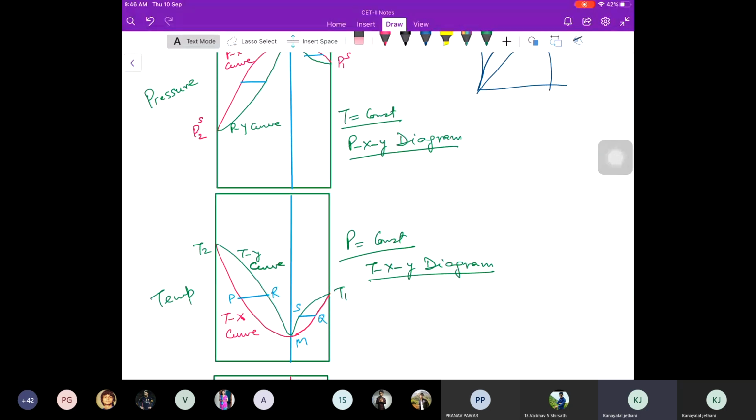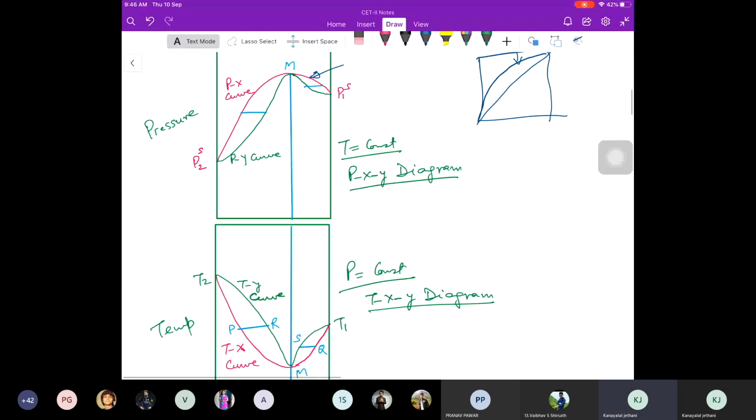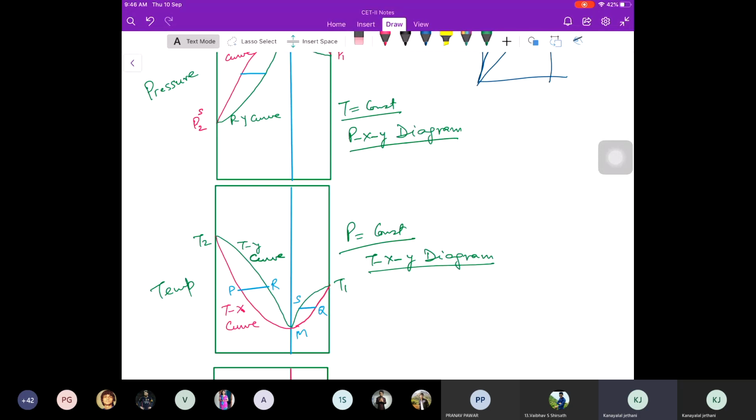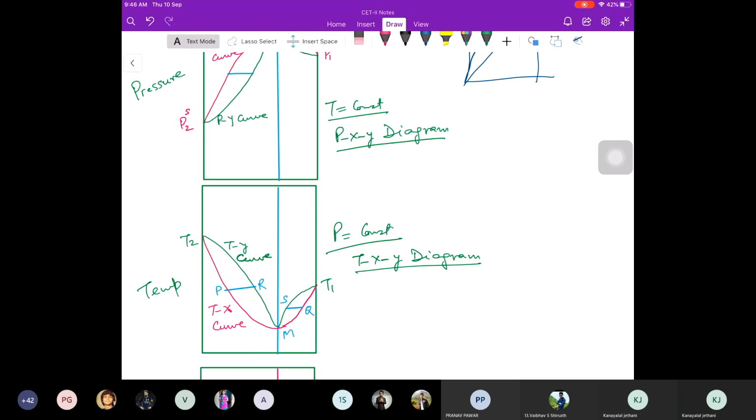If we draw the temperature XY diagram, the same thing, the curve gets inverted. Pressure is maximum here, so at that point the temperature becomes minimum. So this is T1. What is this T1? Boiling point of component 1, right? Because this is X equal to 1. And this is the boiling point of component 2, right? So this temperature is actually the boiling point of the azeotrope.